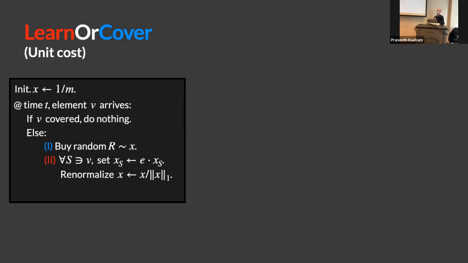And then let's update the distribution. For every set containing the incoming element, we just got some signal that that set was pretty decent. So maybe we'll give it a little boost, a little nudge. We'll just multiply its probability by e. You can choose any constant; e is convenient for the analysis. And then to make sure it's still a distribution, we'll renormalize.